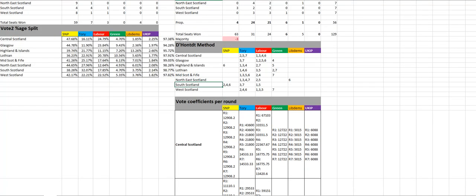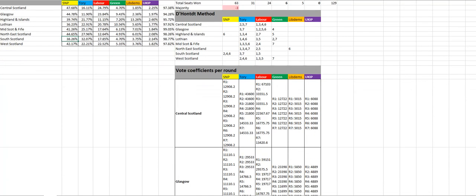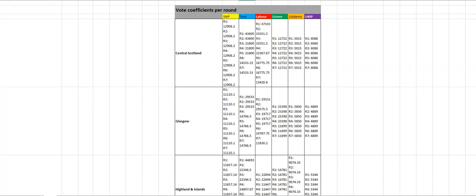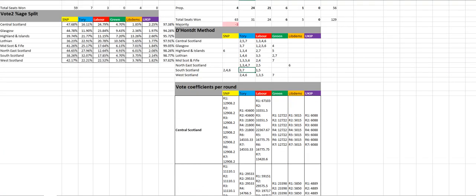Surprisingly, in the south of Scotland, it was where they had their second worst performance in terms of the number of votes they got. They only got 38%, but they won 3 seats, and they actually won more seats than the Tories won in the list vote. And it's very easy to see why.